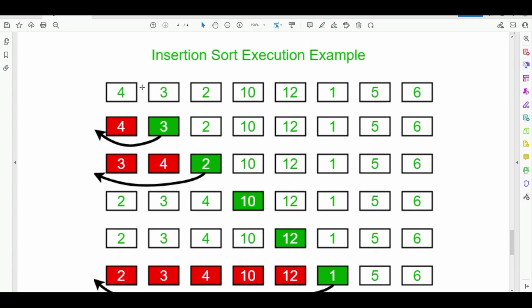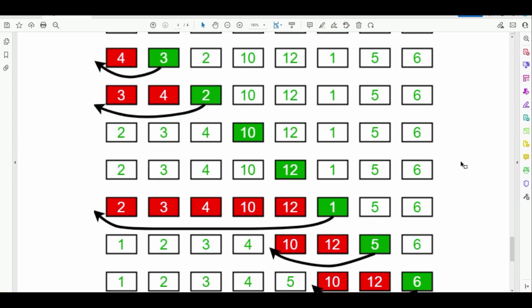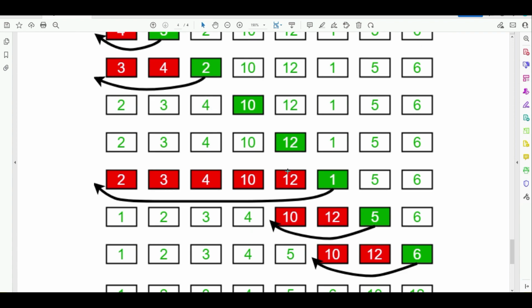And so we're looking at this. We see our 4 and our 3, so we swap that. We compare this 2 to the 4, then the 3, and it's less than all of those, so we swap all of those. Then we're looking at 10 here, and this is greater than all these, so we don't swap. This 12 is greater than all these, so we don't swap.